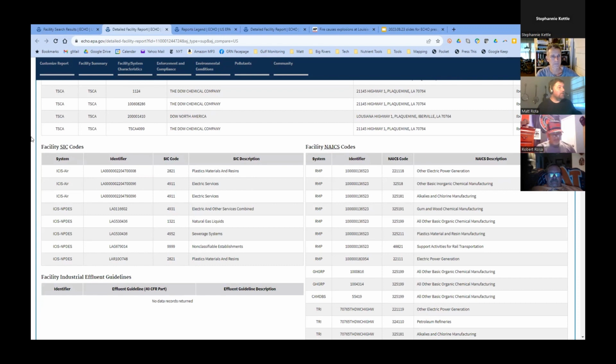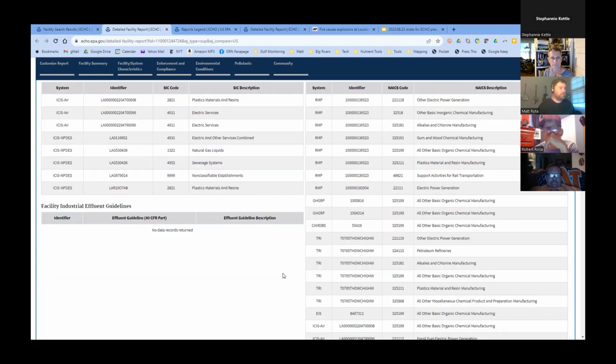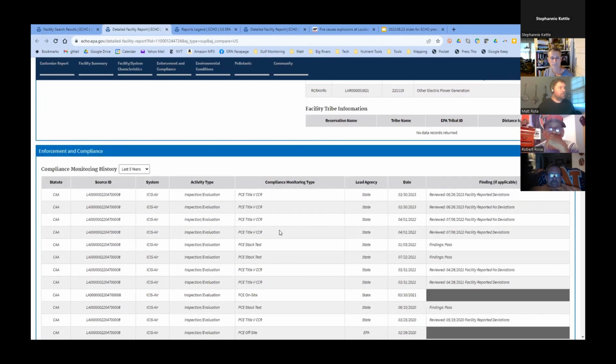This tells you here the facility SIC code, SIC codes. Those are the codes that tell you what type of facility it is. So it looks like they are making plastic materials and resins. So this is a plastics facility. And then they have other permits for their electrics, for their natural gas that comes in, and for their sewage, and then for plastics again for their water permit. And I'm scrolling through some things.